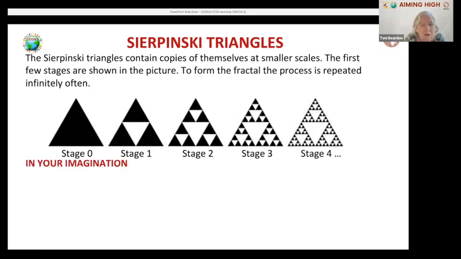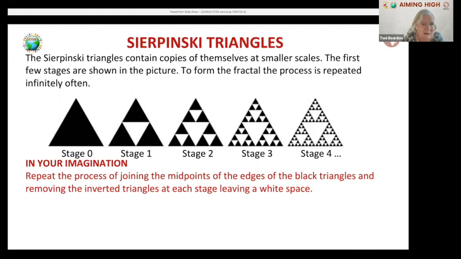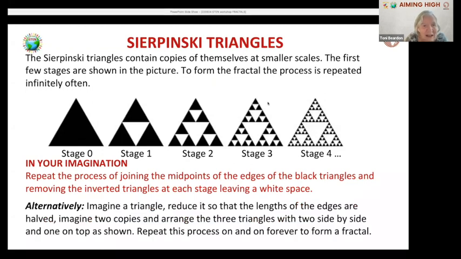So in your imagination, there are two ways you can do this and go on and on doing it. One is what we were talking about earlier. You can repeat the process of joining the midpoints of the edges of the black triangles and removing the inverted triangle, the one in the middle that's sort of pointing downwards, leaving a white space. Of course, we did the reverse of that by coloring. You couldn't really do the removing, but you can imagine it.